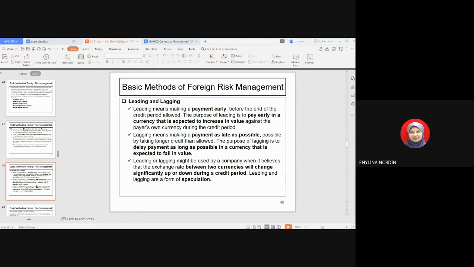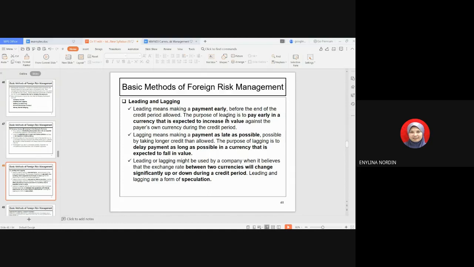Now we go to leading and lagging specifically, one by one. We go to leading first. Leading means making a payment early, in the currency that is expected to appreciate against your own currency. Let's take a simple example here. Let's say you plan to go to Singapore and you predict that the Singapore dollar will strengthen next month.